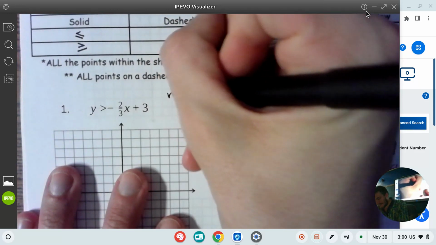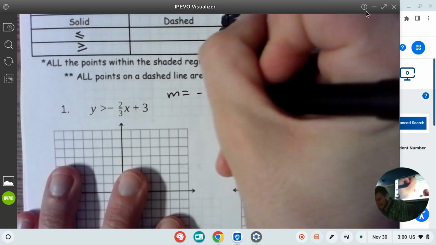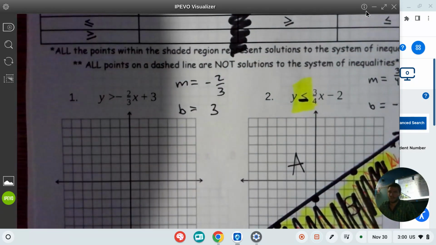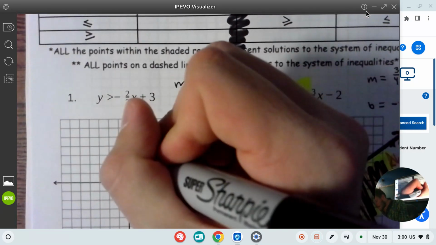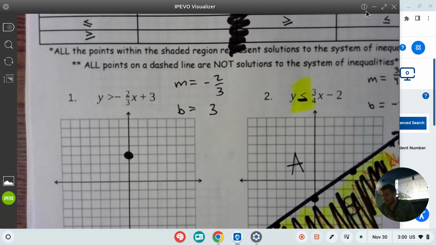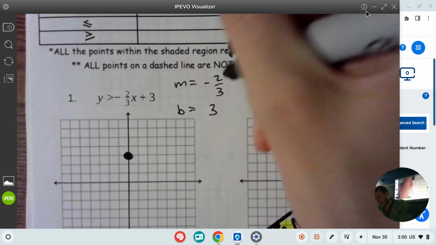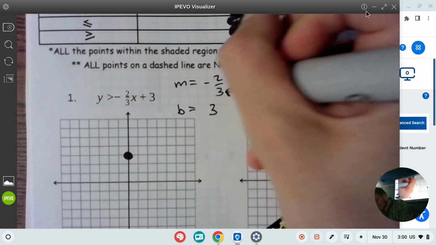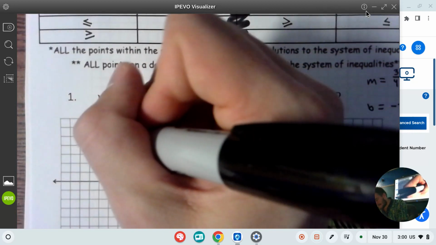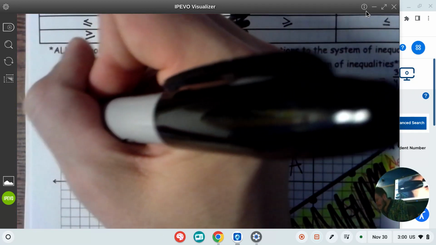Let's see how this looks. For number 1, we're going to get the M, -2/3. We're going to get the B, 3. We're going to start at 3. This is one you definitely want to do with me, even if you're starting to kind of lose focus. Stay with me here. We're going to go up 2 and left 3. We're going left because it's a negative. Up 2, left 3. Up 2, left 3.